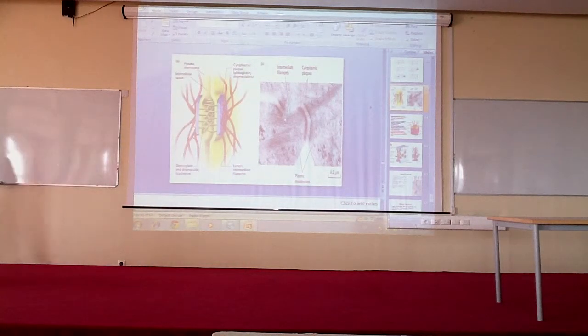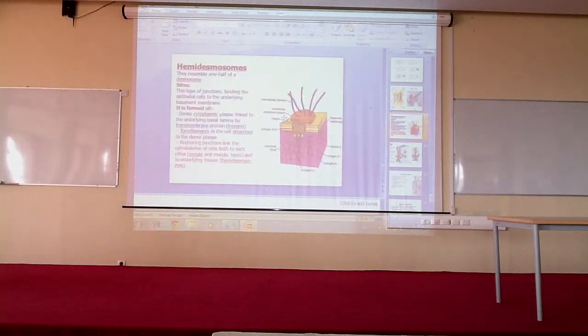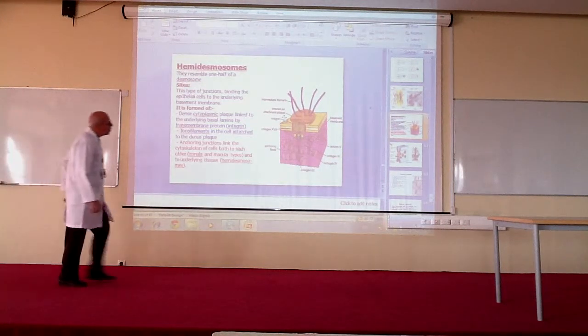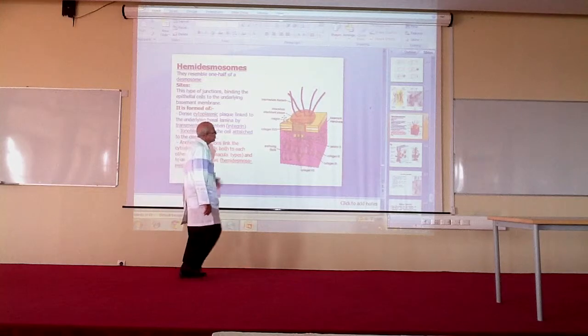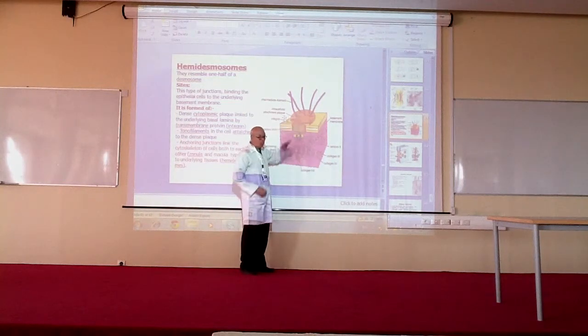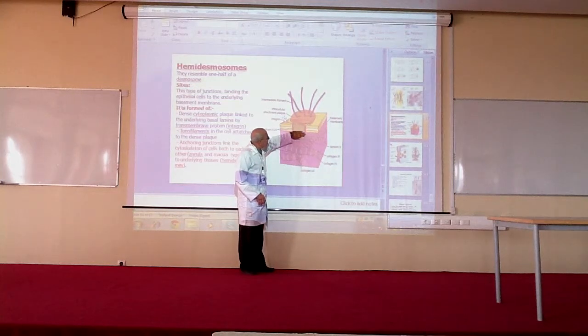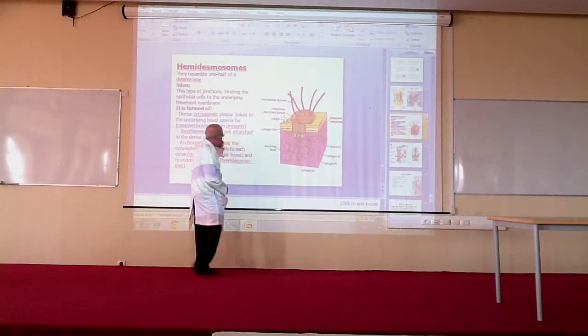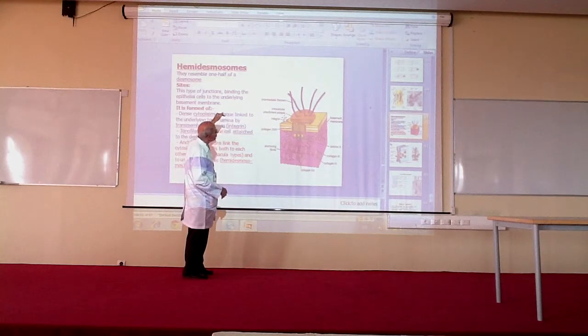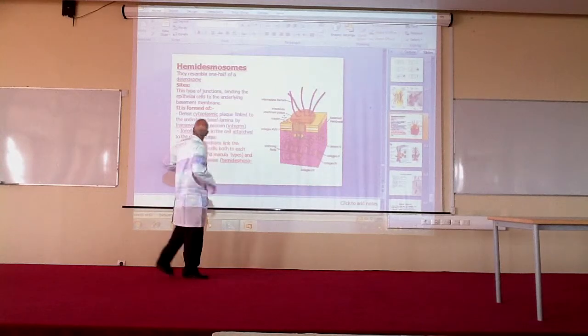Second picture. What is this? This is one half of a desmosome. And this is the basement membrane. No other half. No cell. So we call it what? Hemidesmosome.